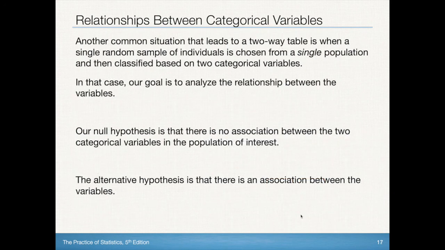There's another scenario we have to consider, and it's if we actually create a two-way table from a single sample, from a single population, but then we're sorting it based upon two different categorical variables. When we do something like this, our ultimate goal is to see if there's an association between the two variables or not, which means with a chi-squared test, we can compare the proportions quickly to determine if there is or isn't an association between these variables.